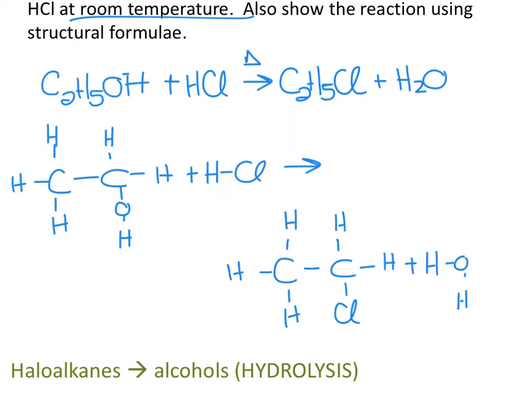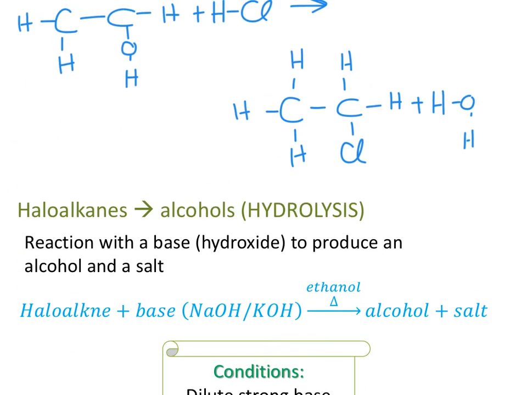There's the Cl, there's the H2O. Very straightforward. Now, when we take a haloalkane and we convert it into an alcohol, it's called hydrolysis. It's not hydration, it's hydrolysis. Reacting it with a hydroxide, we're going to get a salt and we're going to get the alcohol, so we don't end up with water at the end, okay? We have to have a strong base. This is really, really important.